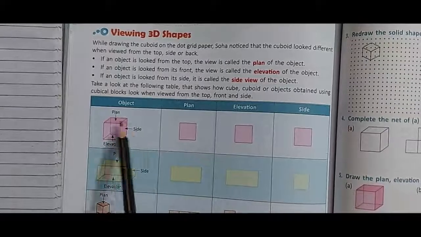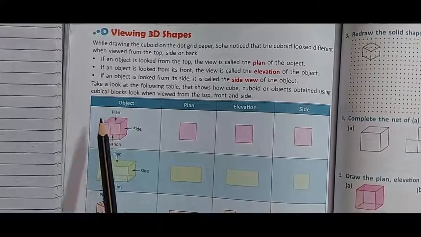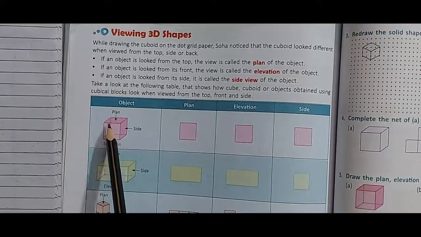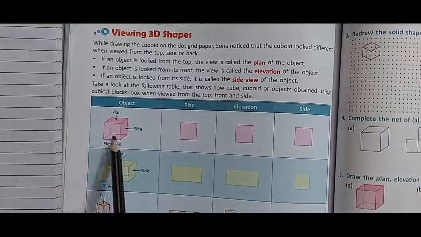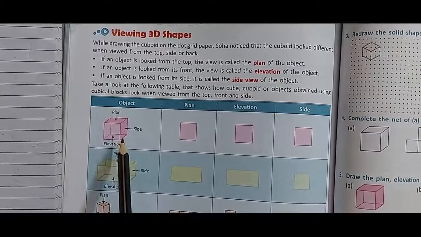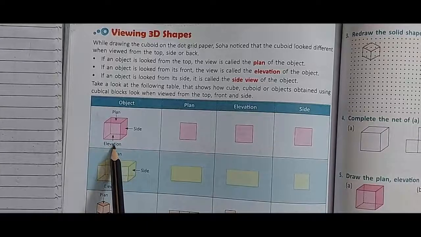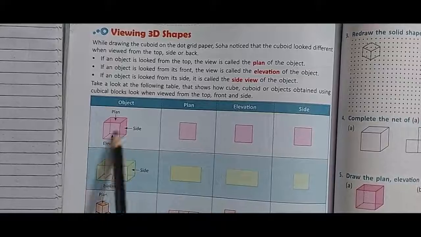Suppose for example it is a cube. From the top, if someone will view, this is also called as a plan of the object. So it looks like a square. Now, if from the front someone will see, that is called elevation of the object, and that is a square. The sides are also square.